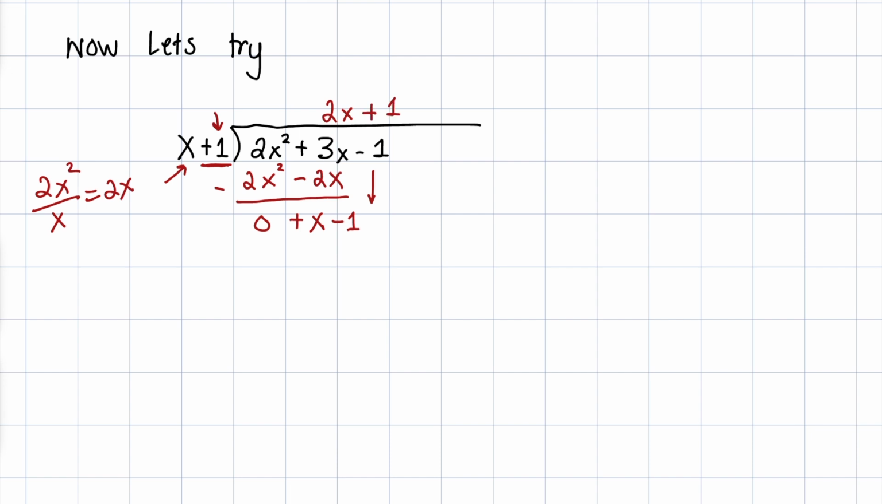Now I need to multiply. So now I'm subtracting x plus 1 in parentheses. So I get minus x minus 1, so I get minus 2. So I have 2x plus 1 plus negative 2 divided by x plus 1, or remainder negative 2.